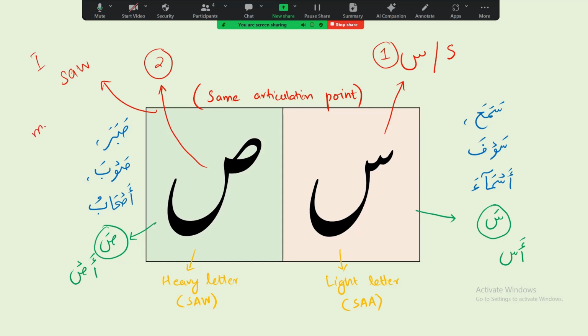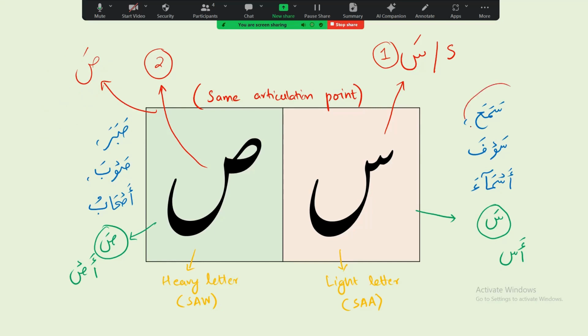I gave you the example earlier of this word as well. Muscular, for example, mouse. The S sound that you hear in muscular. Or a good example can be saw. If we place a fatha on the second letter, that will be saw. The first one is simply sa, sa. But the second one is saw, saw.